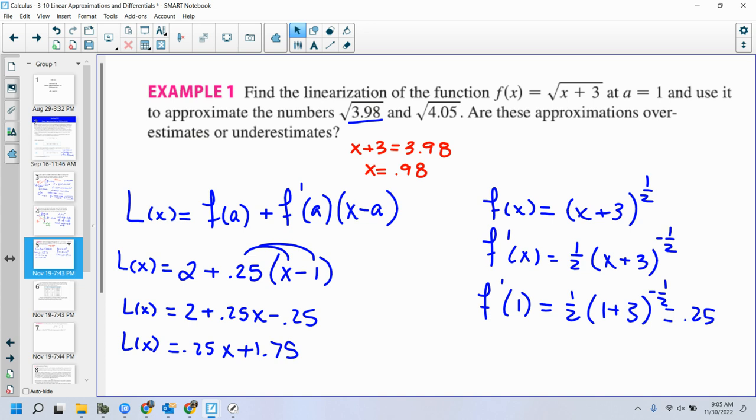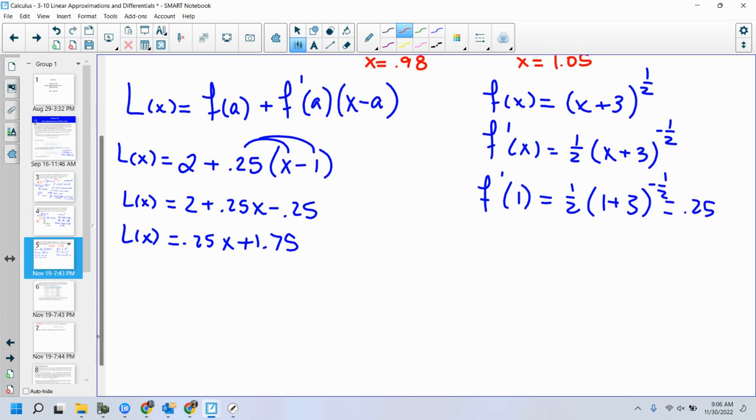Look, what did I approximate at when a was 1? So we're going to calculate that approximation when x is 0.98, and then we're going to do the same thing. Take a look here now. What x value achieves 4.05? 1.05, right? Because x plus 3 would be equal to 4.05, and 1.05 would achieve that. So those are the x values that we're going to be plugging into the linear approximation.